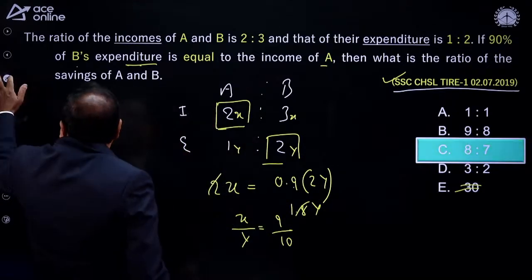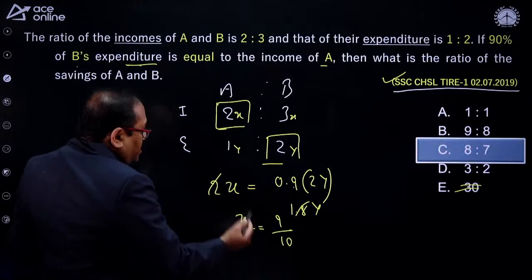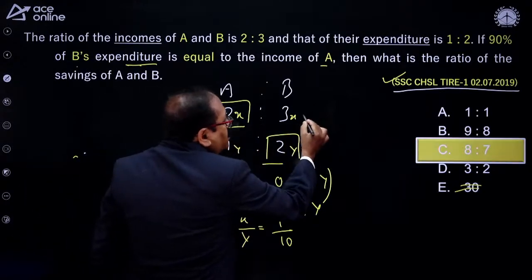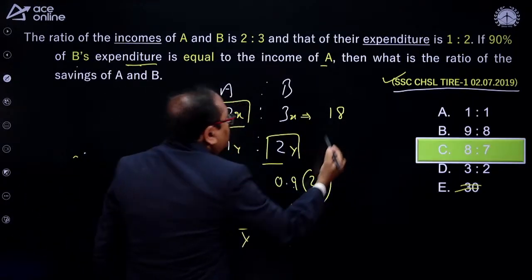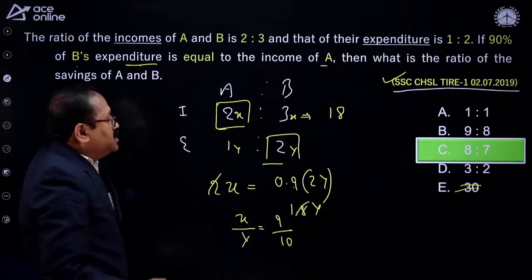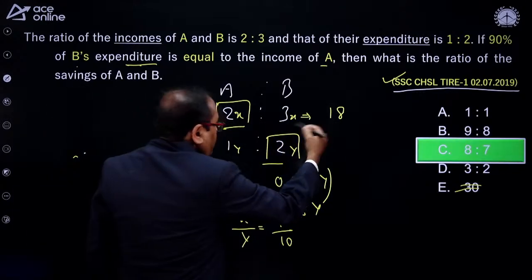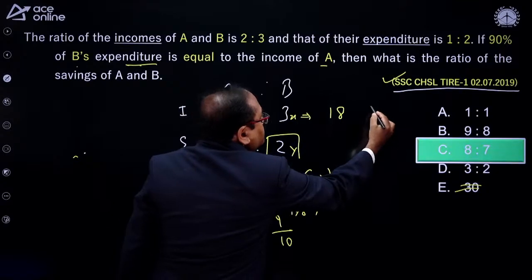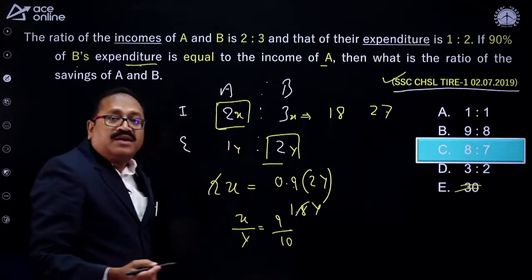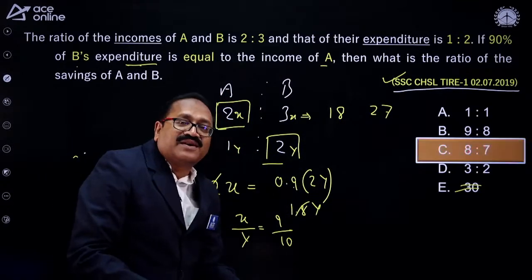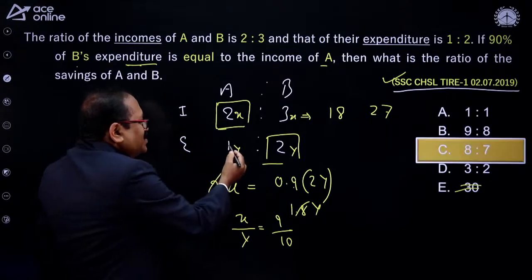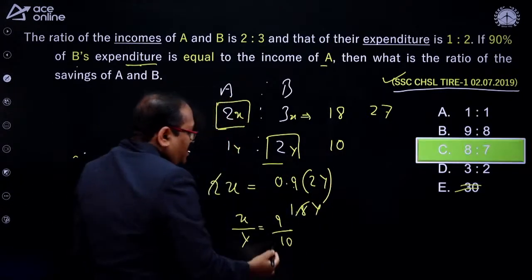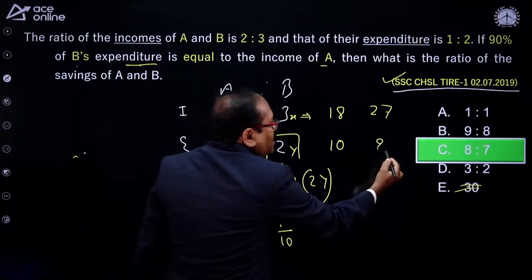Let's complete this part. So x is 9. 9 into 2 is 18. 18 is the income of A. If A's income is 18, B's income will be 9 into 3 is 27. This is about the income. What about expenditure? I will consider the y value. The y value is 10. So 10 is the expenditure here, and 10 into 2, 20, is the expenditure here.